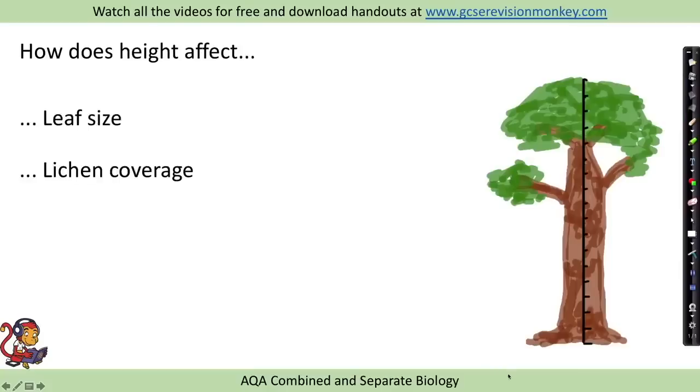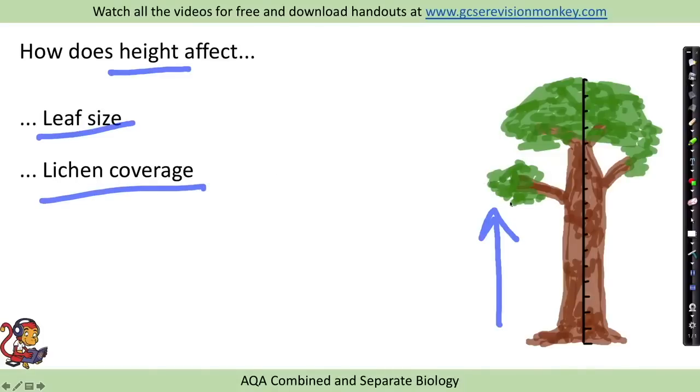Another thing to look out for, don't be put off if they talk about wanting to measure something vertically. So for example they could look at how height affects leaf size or how height affects lichen coverage. In this case, think about doing the practical in exactly the same way.